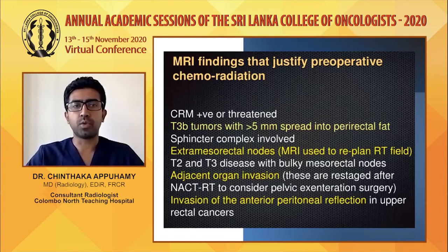So MRI can be used to justify preoperative chemoradiation when we see the following entities: CRM positive or threatened, T3B tumors with more than 5 millimeter spread into perirectal fat, when the sphincter complex is involved, when there are extramesorectal nodes and adjacent organ invasion, and then invasion of the anterior peritoneal reflection in upper rectal cancers.